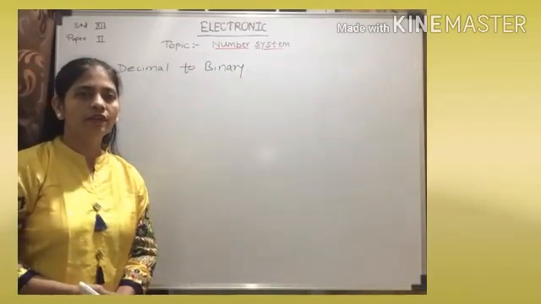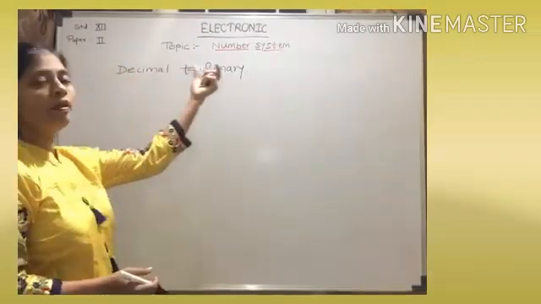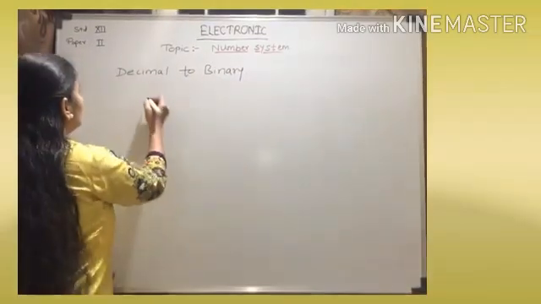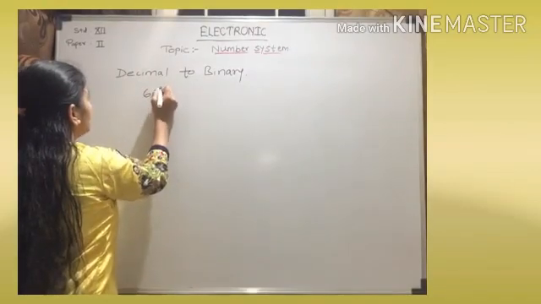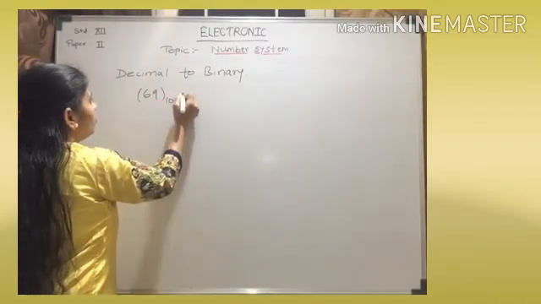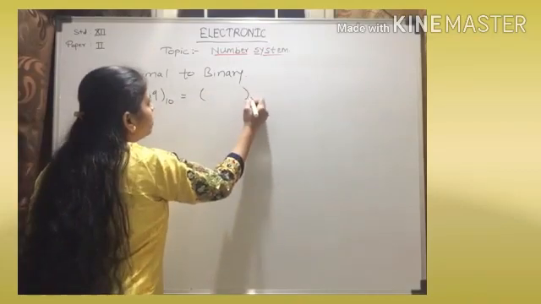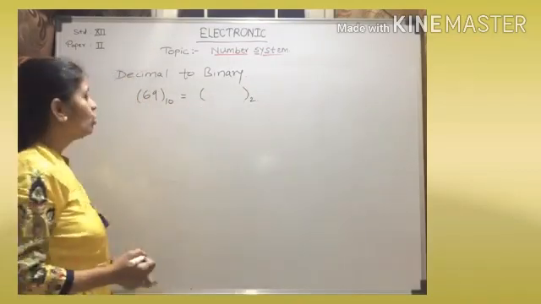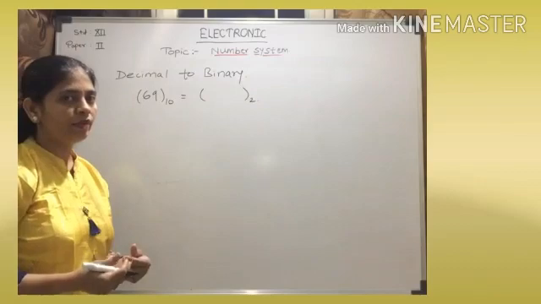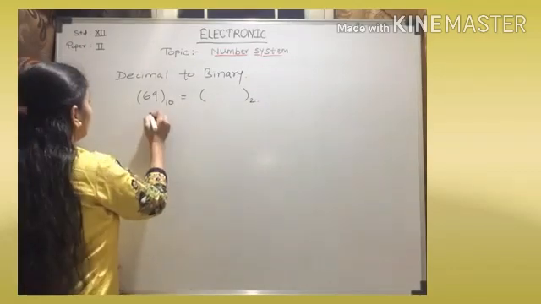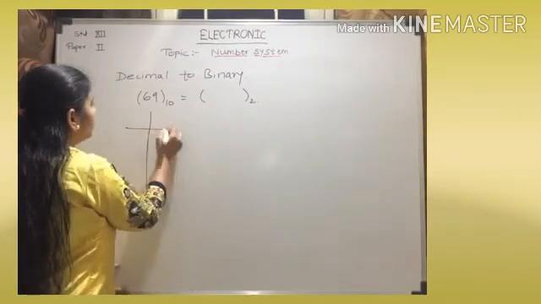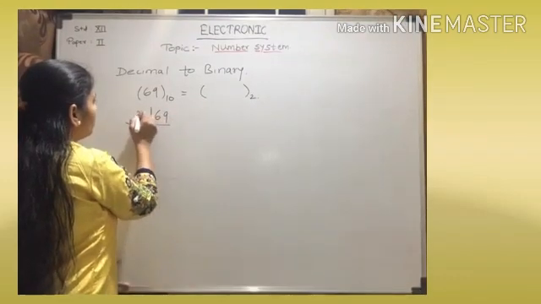Let's move to another example to convert a decimal number into a binary number. The number is 69. It's a decimal number. We have to convert this number into binary. In this we have to use the double-double method. We have to divide this number 69 by 2.